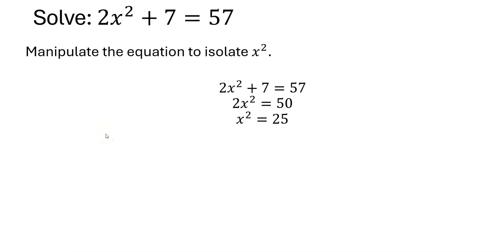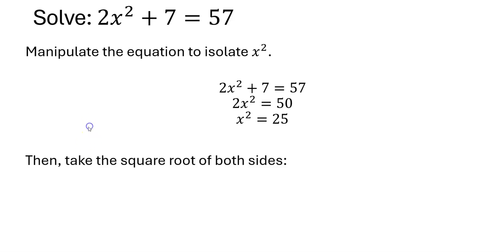Now that I have isolated the perfect square, dealing with the variable, that allows me to take the square root of both sides. So I get the square root of x squared equals plus or minus the square root of 25. Therefore, x is either negative 5 or positive 5. Both of those make the equation true.